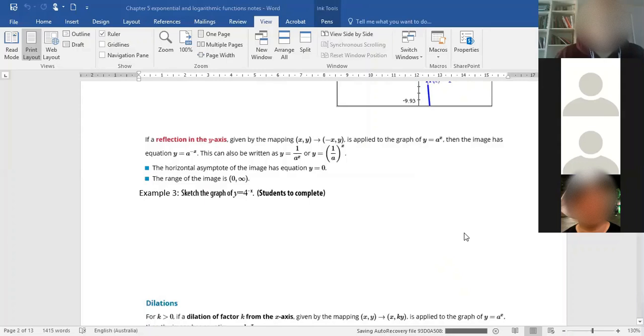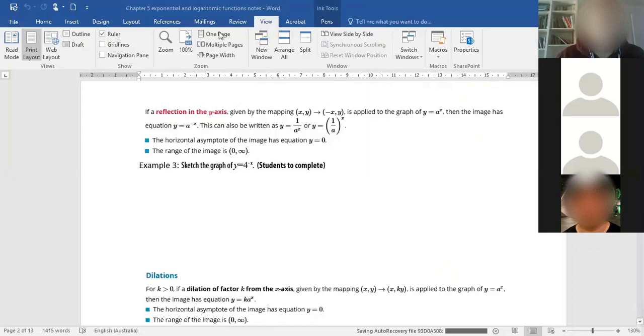If we have a reflection in the y-axis, as we know, it belongs to the x part. And therefore, when it belongs to the x part, this converts to that, which we can write as either 1 divided by a^x or 1 divided by a to the power of x. It's the same thing. The horizontal asymptote still exists. There's no translation. The range this time is going to be from 0 to infinity.